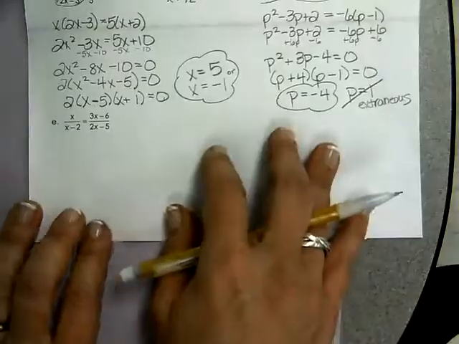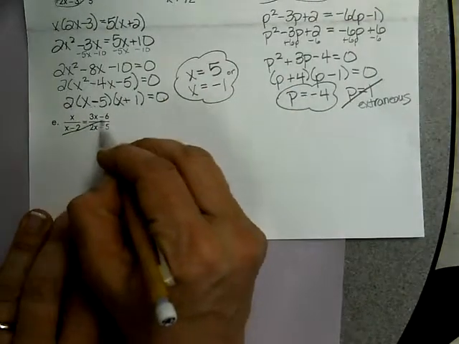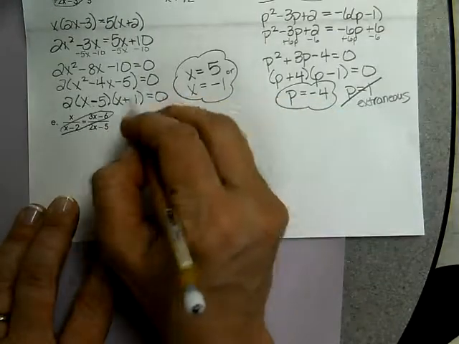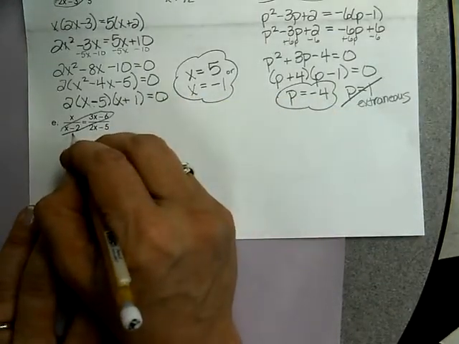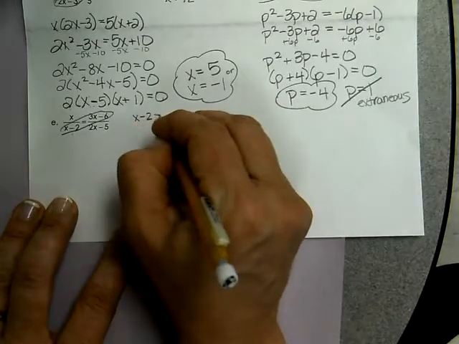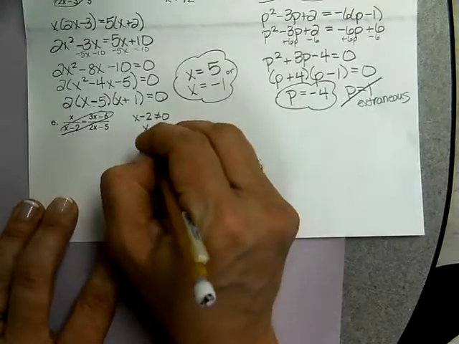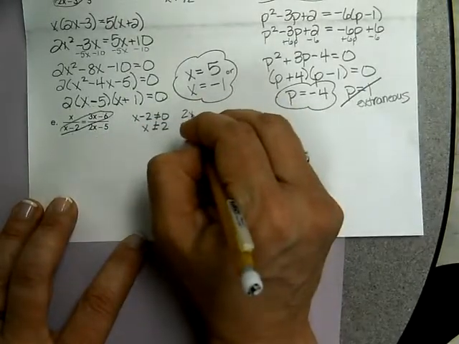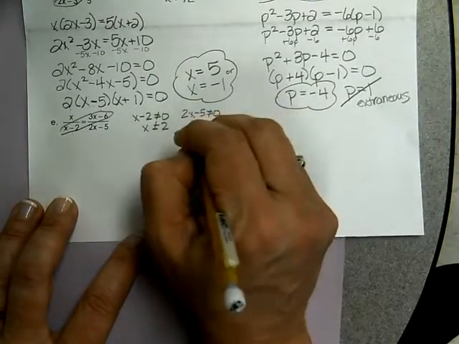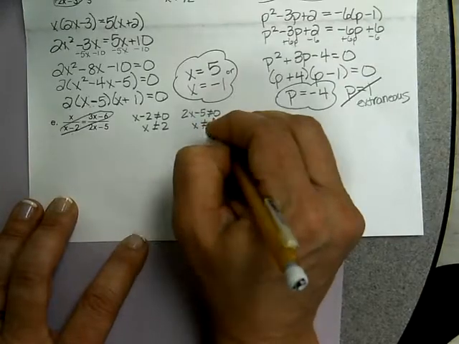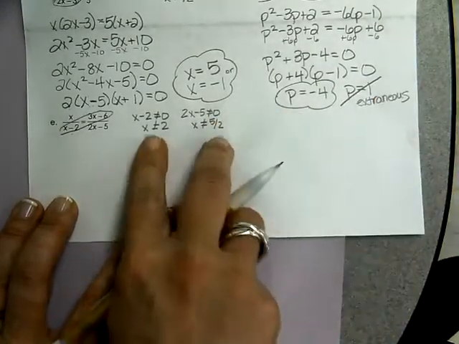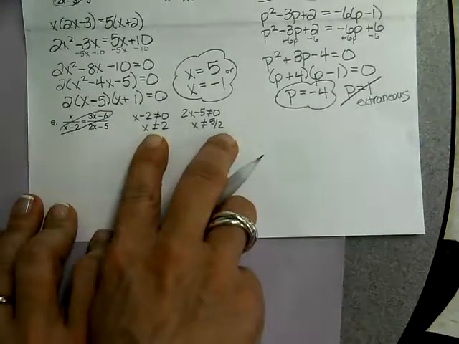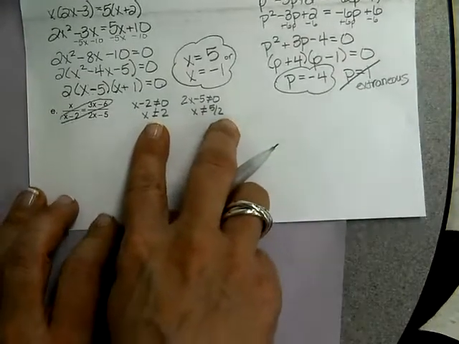Let's look at letter E. So I'll multiply these together. So I have, let's do the denominators. So if I take my denominators, x minus 2 can't be 0, so x can't be 2. And 2x minus 5 can't be 0, so x cannot be 5/2. So here, these are numbers that I'd want to be aware of. I want to make sure I don't get 2 or 5/2.